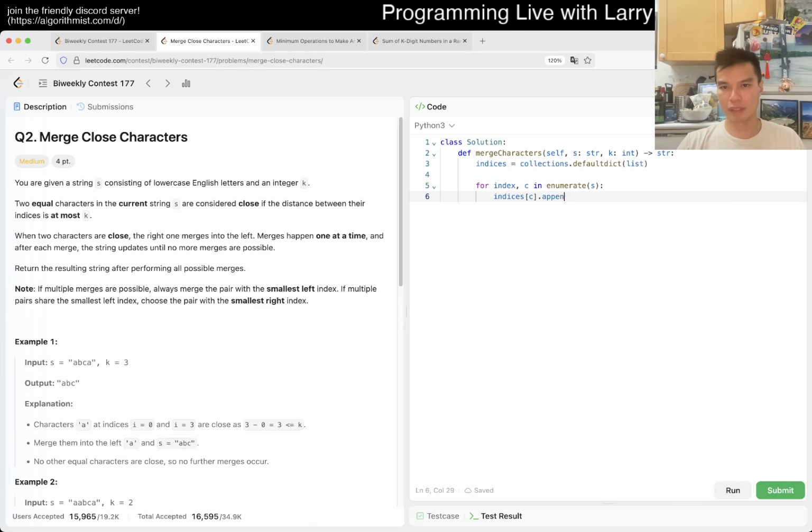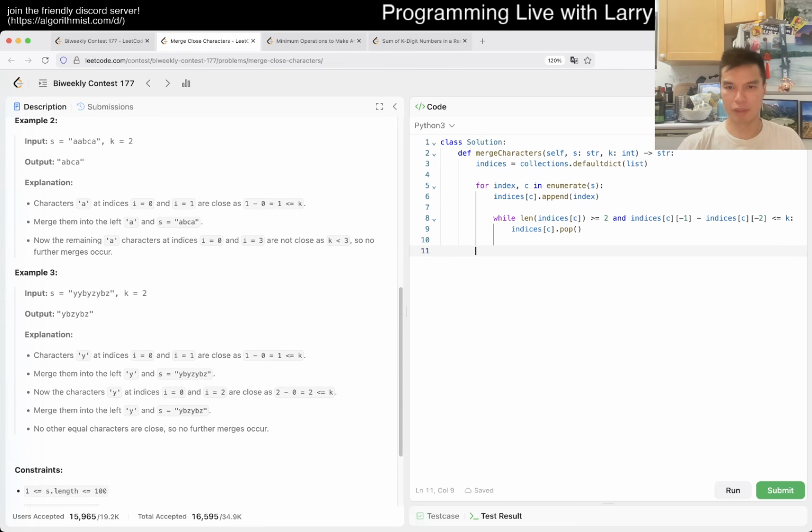c dot append index, and then while length of indices of c is equal to 2 and indices of c of -1 minus indices of c of -2 is at most k, then indices of c dot pop, because we remove this. Yeah, I think that's right. Okay. Yeah. You can even do it a little bit smarter than that, but it's fine.